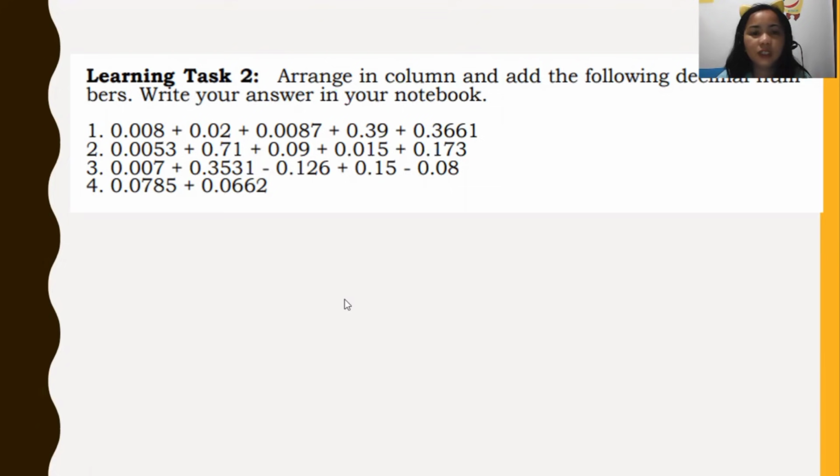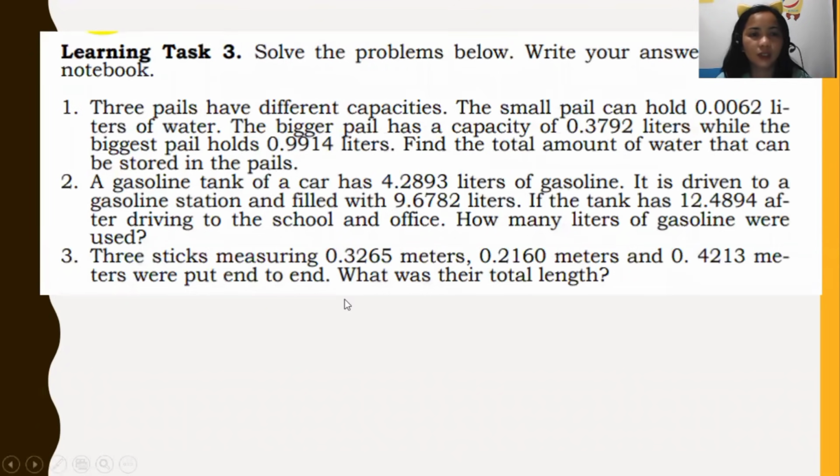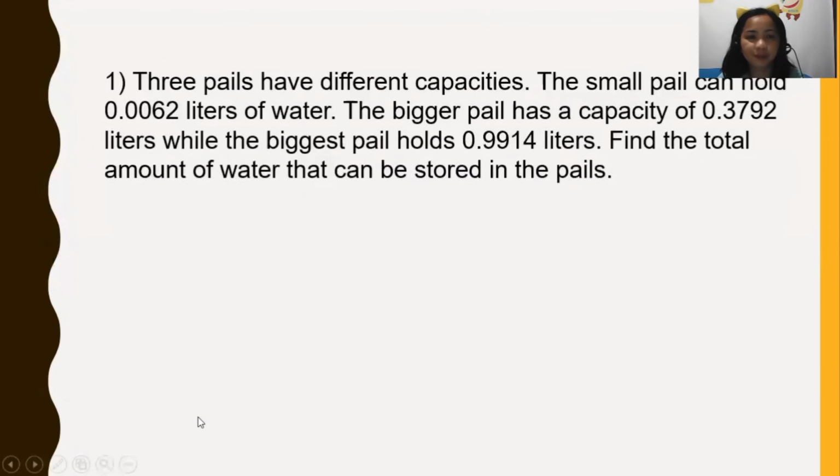So, let's proceed to the next learning task. Here is learning task number 3. Solve the problem below, then write your answer in your notebook. Okay, explain ko isa-isa yung problem, ha? Now, let's go with number 1.